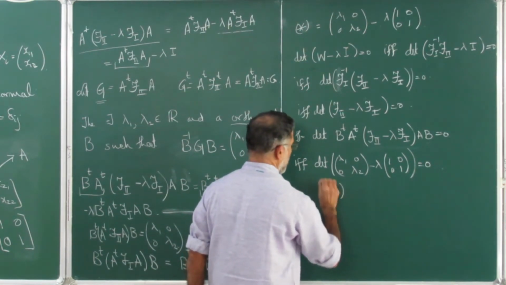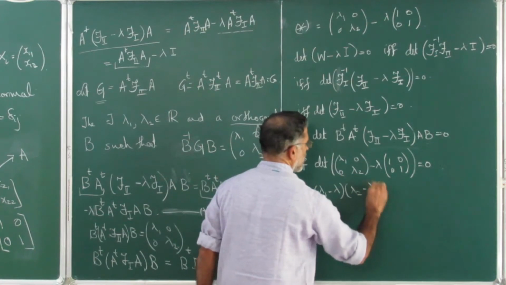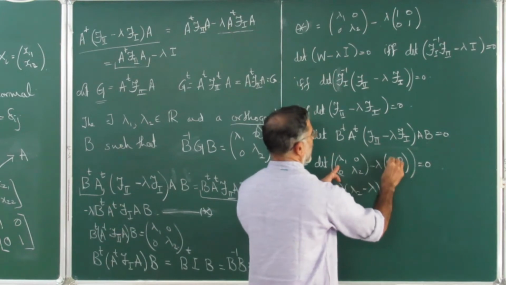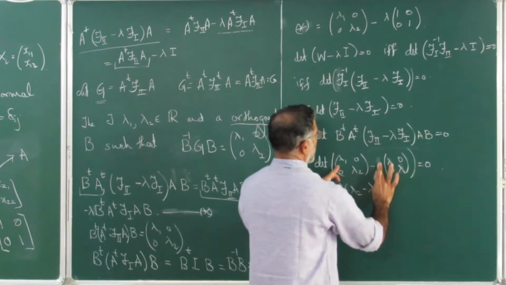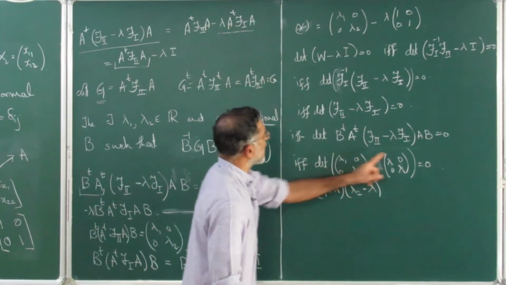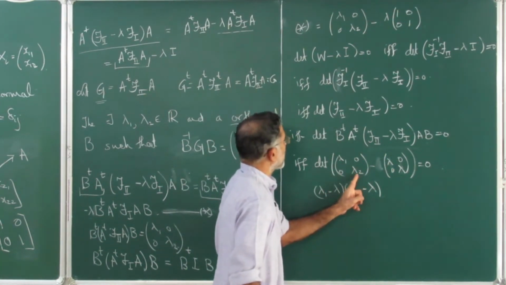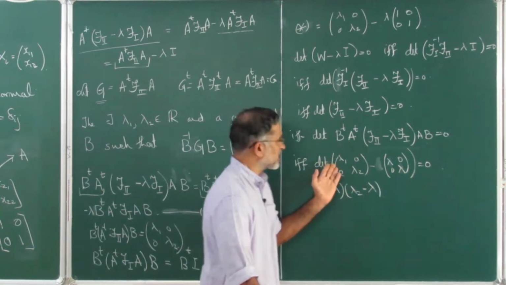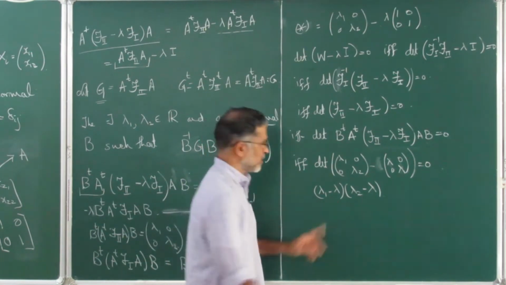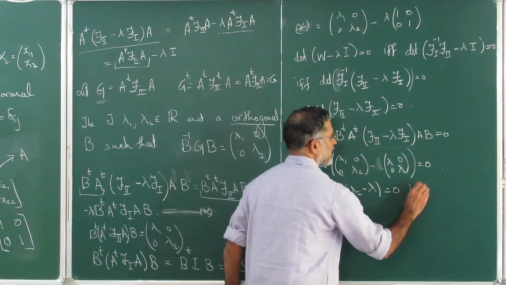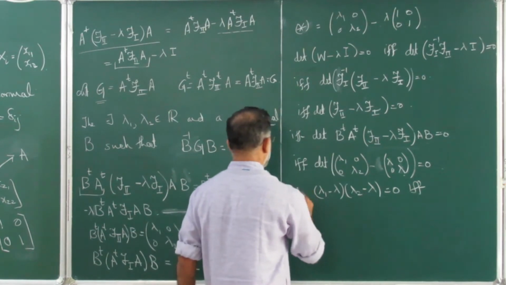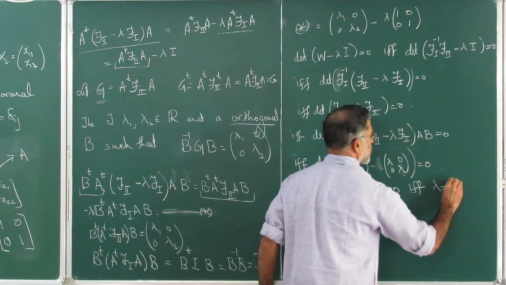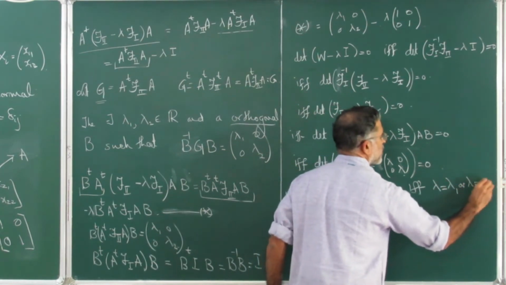Lambda 1 minus lambda into, this is a matrix, just multiply this. Subtract lambda, what do you get? Lambda 1 minus lambda is one diagonal entry, the other diagonal entry is lambda 2 minus lambda, and the off-diagonal entries are 0, so its determinant is precisely this. So this is equal to 0, and that, of course, if and only if lambda equals lambda 1 or lambda equals lambda 2.